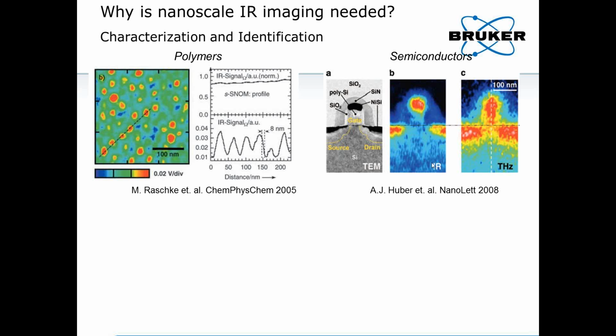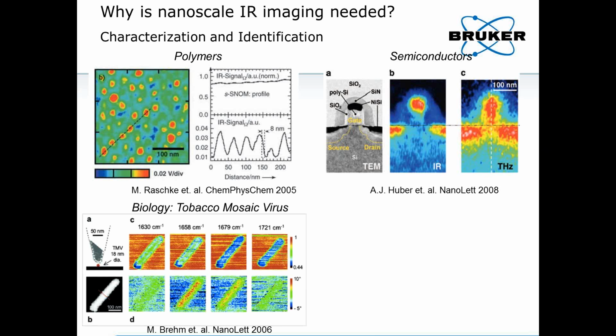So in this example, we can see that SPIR offers additional information that is complementary to what we get from TEM. For instance, the regions that have a large charge density are showing up as very high contrast regions in the infrared channel and in the terahertz channel.